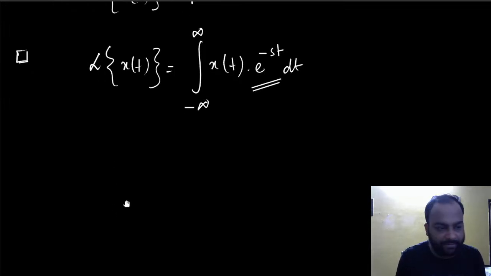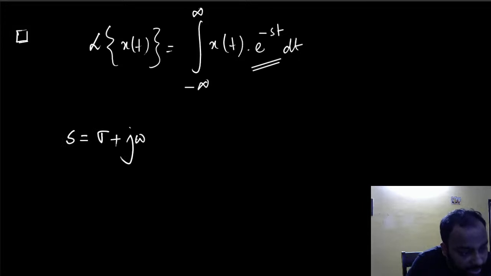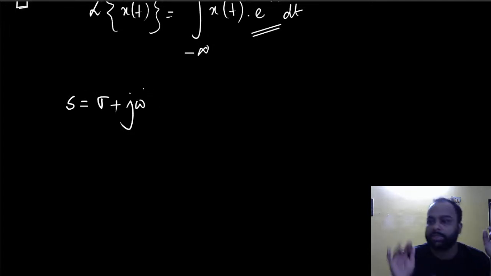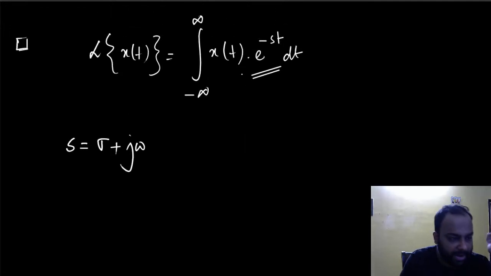So because of that we have s. This s is defined as sigma plus j omega. So we defined it that way. This happened in the last discussion, so you can go to Laplace transform part 1 and see the entire discussion there. So this is how we defined s, our complex frequency. We shall talk about this term carefully now, but this is not our concern right now. Our concern is e to the power minus st.